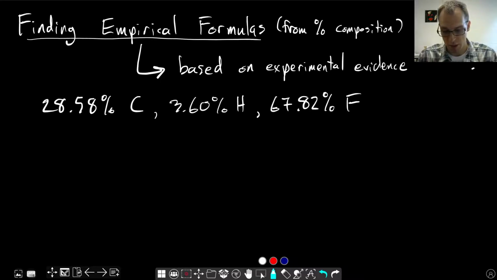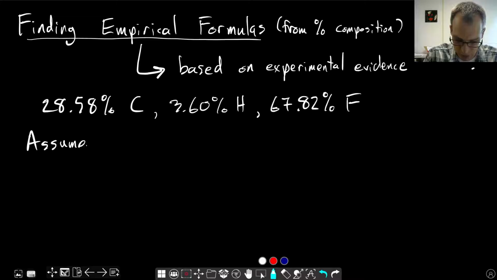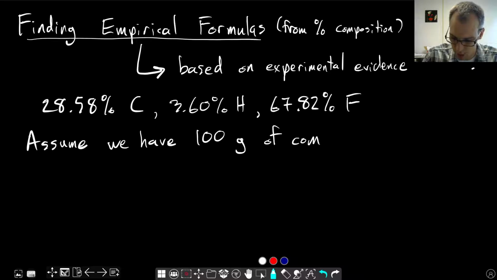Now, how do we do this? So remember, these are percentages based on mass. So here's the process we're going to go through. We're going to pretend or assume that we have 100 grams of this compound. We could pick a different number. 100 makes it easy because these are given to us as percentages per 100, so that makes it very easy to do calculations. So if we have 100 grams of this compound, we can find what's the mass of each element.